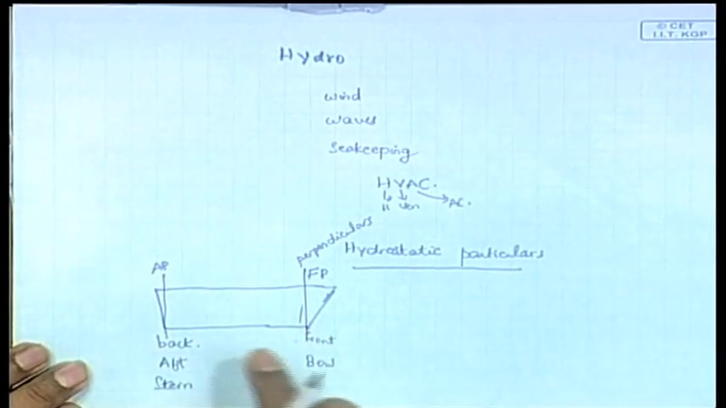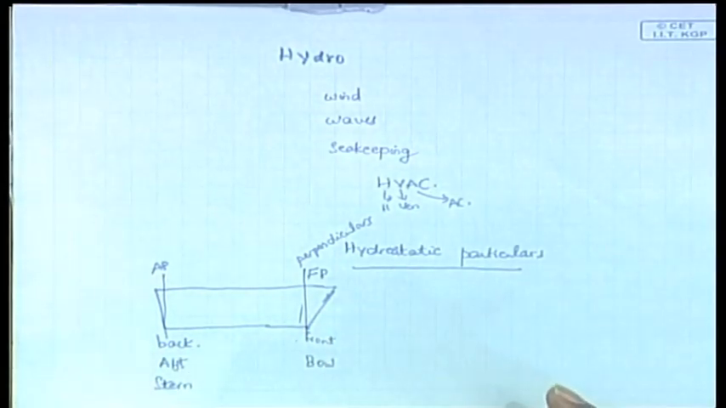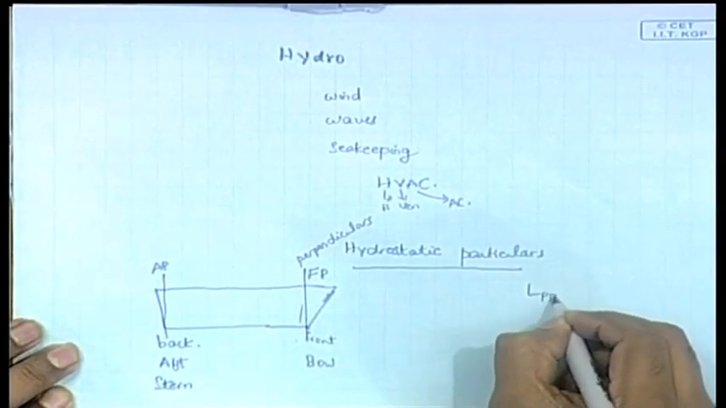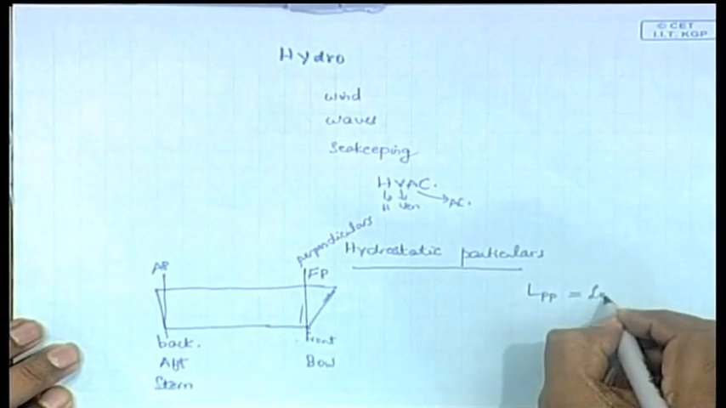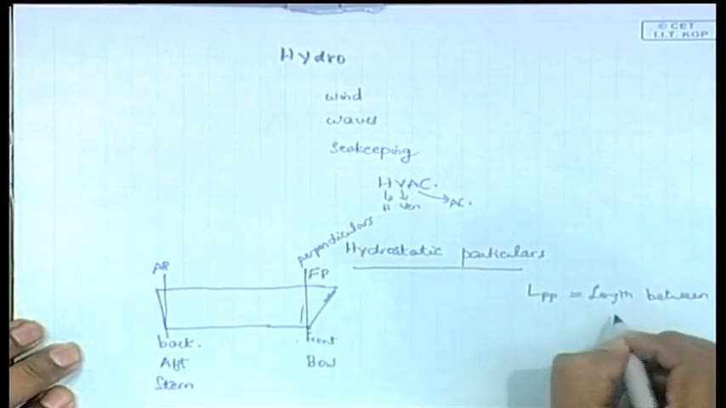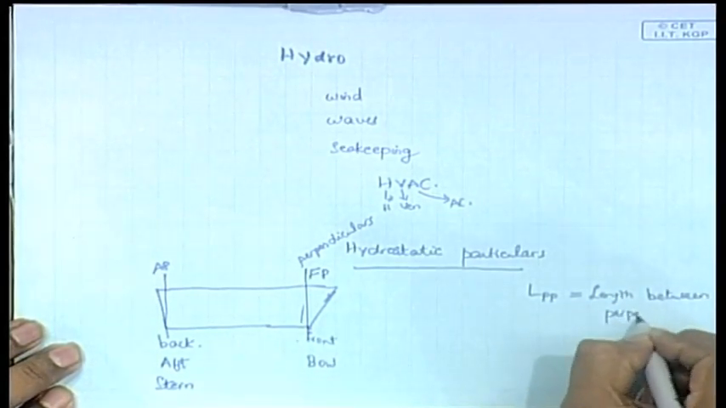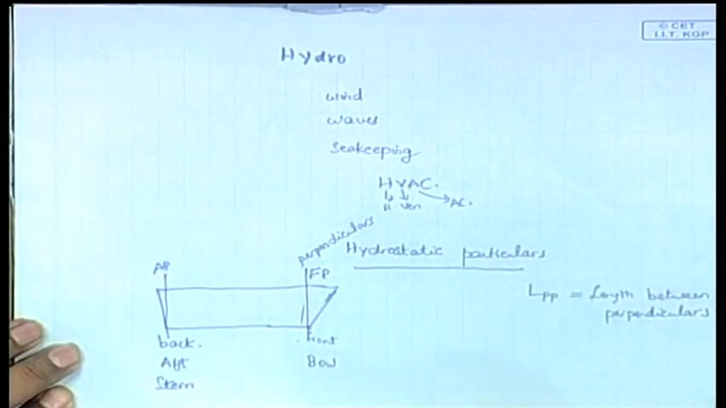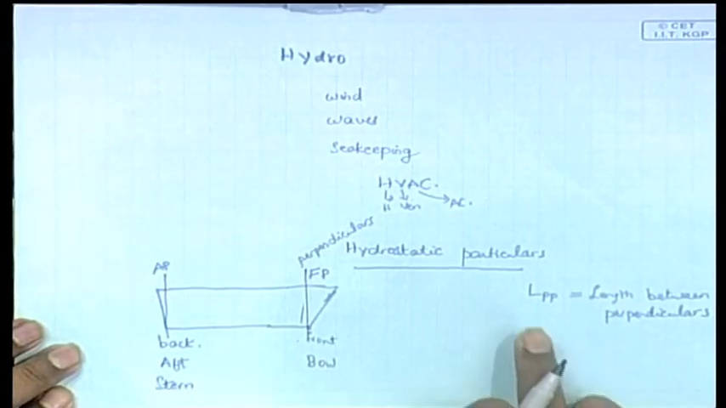Okay. So, aft and forward perpendicular. Now, the distance between these perpendiculars is what you call LPP, the length between perpendiculars. So, this is the first hydrostatic particular. It is known as LPP, length between perpendiculars.